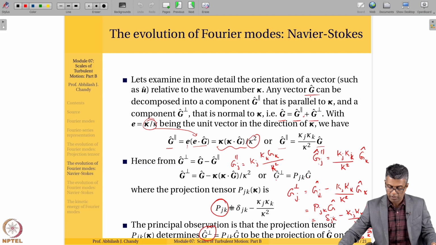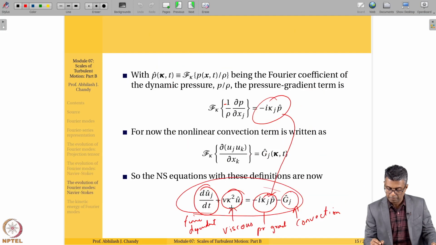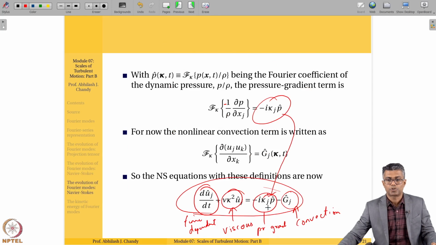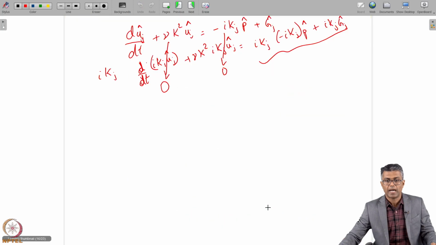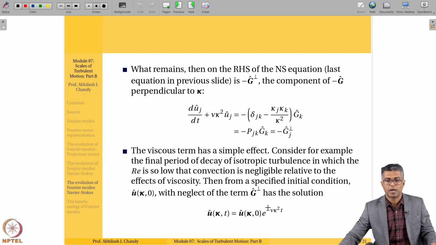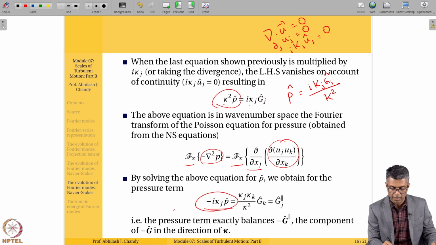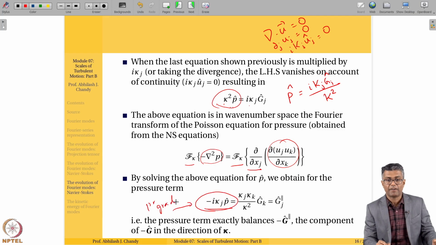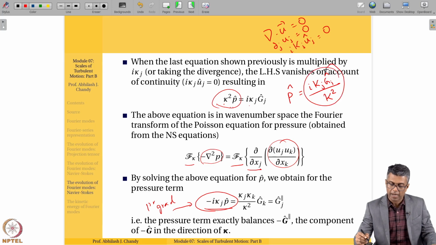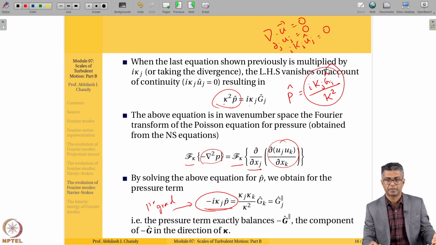I'm sorry, I went too far. It is here. This is the pressure gradient term, minus I kappa j p hat. So here what I would have is, going back, minus I kappa j p hat is the pressure gradient term. So I have minus I kappa j p hat would be this multiplied by minus I kappa j.